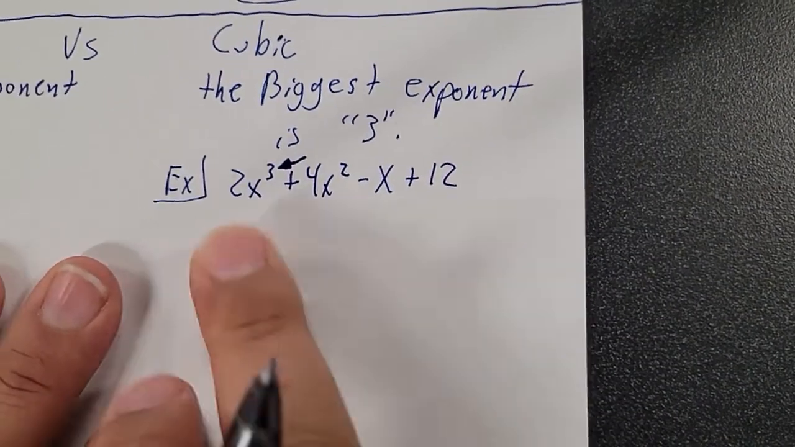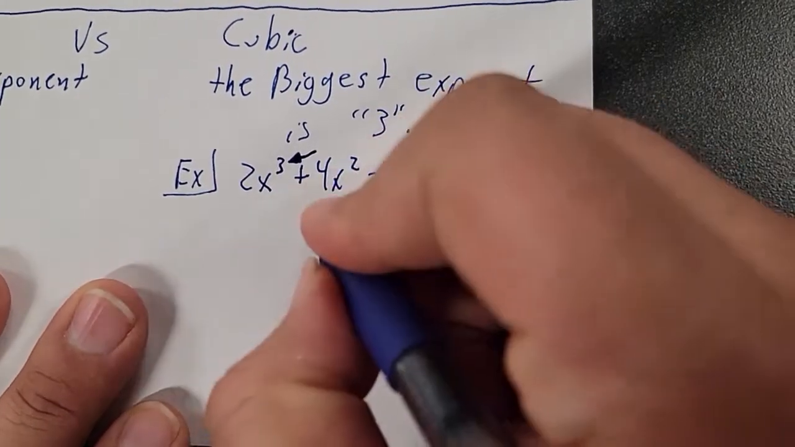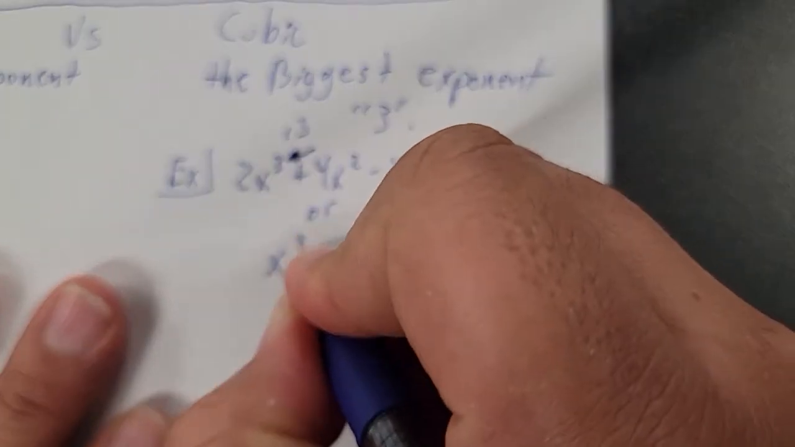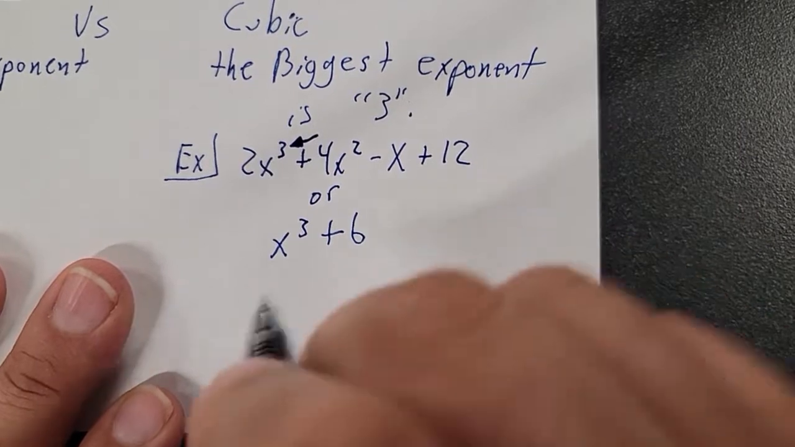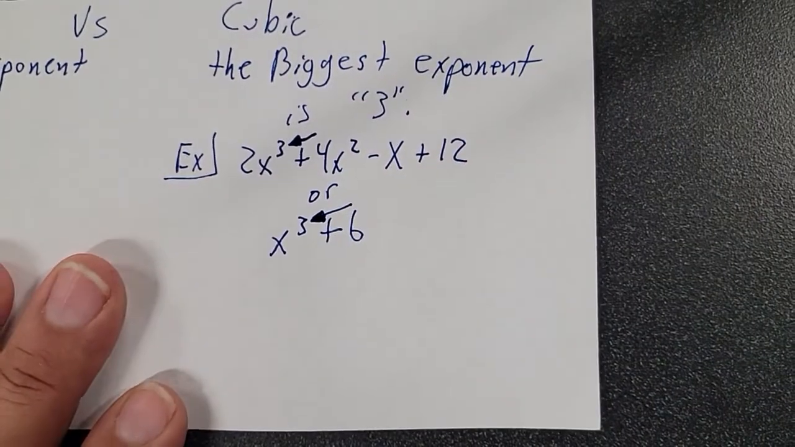So a lot of times they actually don't use this one, like 3, 2, 1, 0. They actually don't do that. So put the word or, so they're going to give you this example or something like this, x to the 3rd power plus 6. Sometimes they just do that. The important thing is the biggest exponent is going to be that 3 right there.